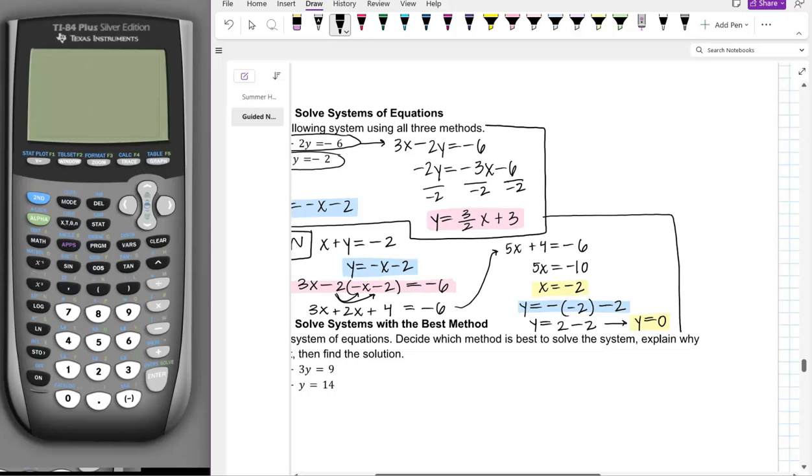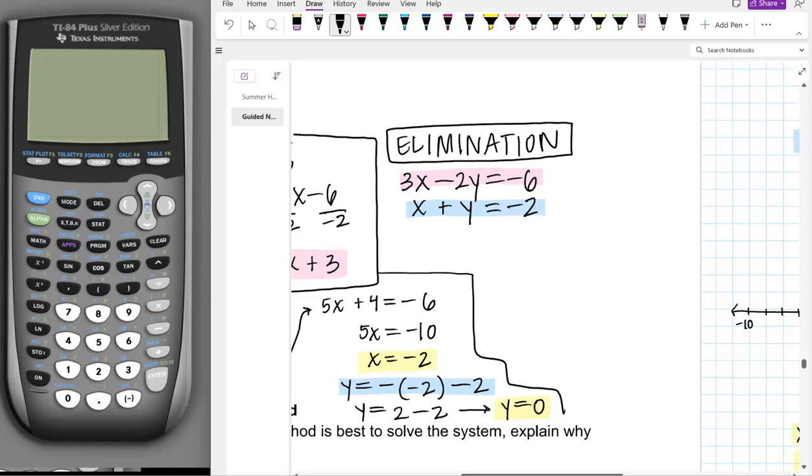Finally, we'll use elimination as the last method. For the elimination method, you're going to want to get coefficients that are opposites. So I noticed first that both x and y have a coefficient of 1, like we already talked about in the second equation. So honestly, I could eliminate either x or y. It would be the same amount of work. I'm going to go ahead and eliminate y.